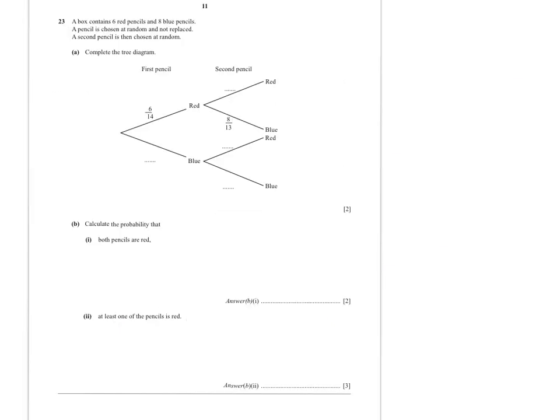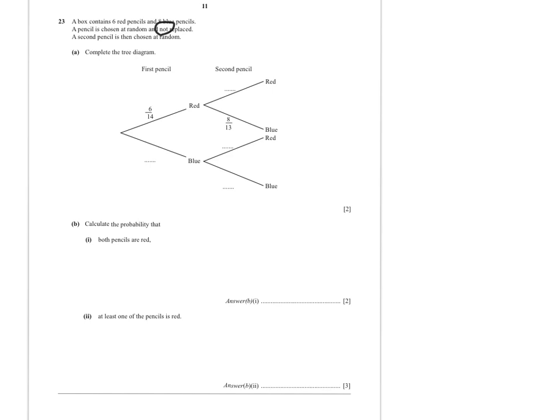Right, final question. I'm back from the meeting. Tree diagram. So it's going to be something about probability. A box contains 6 red pencils and 8 blue pencils, it says. A pen is chosen at random and not replaced. That is important information. So they take the pencil out and then put it somewhere else. And then a second pencil is chosen at random.